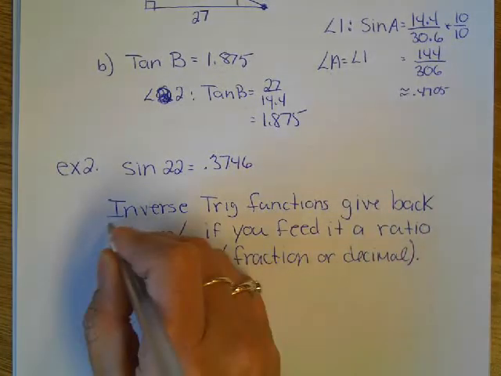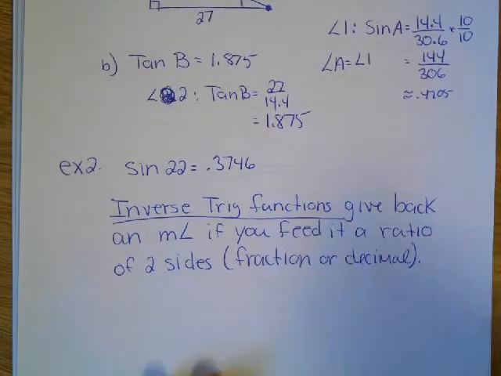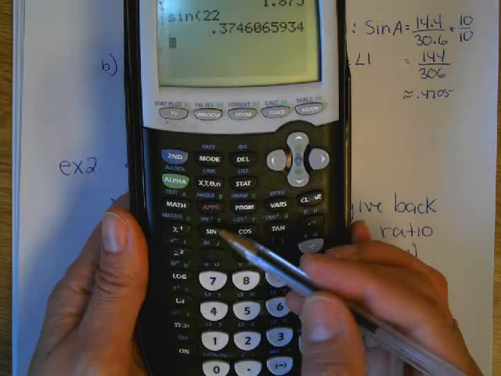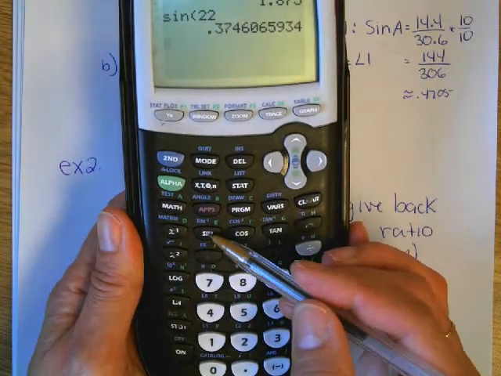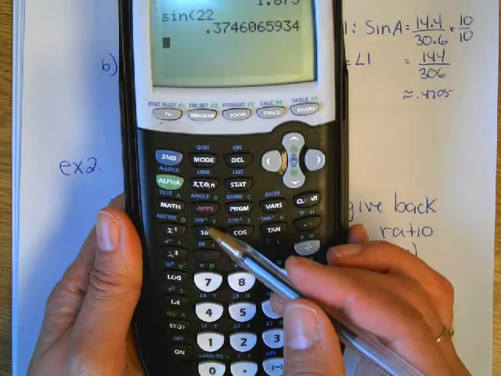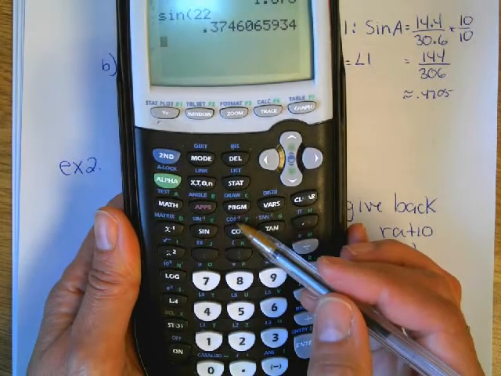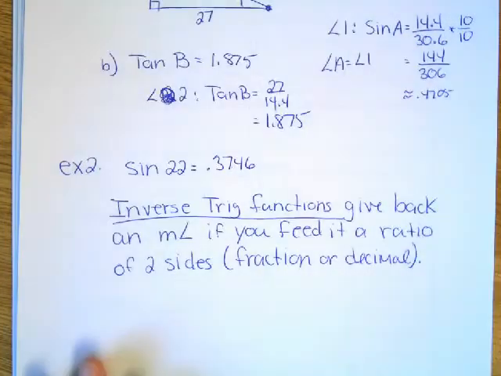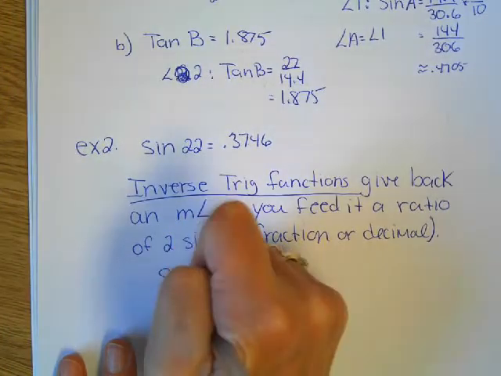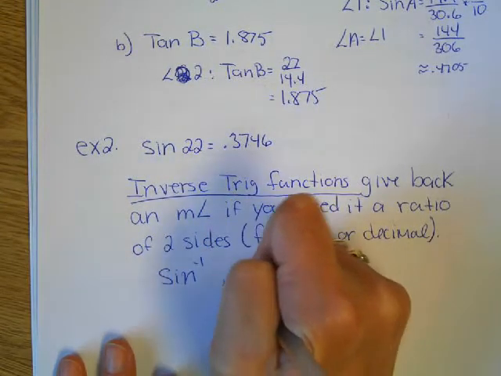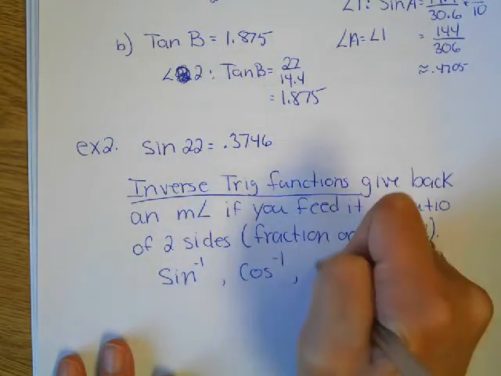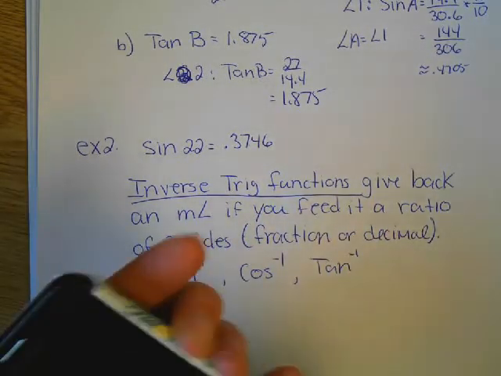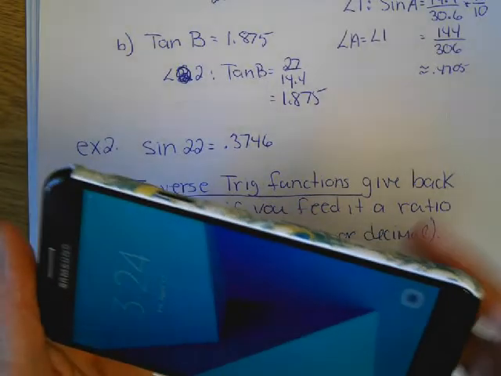So, where are these inverse trig functions that I speak of? Well, the inverse trig functions are right above, on the graphing calculator and the scientific ones, right above the sine, cosine, and tangent. You'll see sine to the -1, cosine to the -1, and tangent to the -1. Those are inverse trig functions. I want to show you on a scientific if it's different. Let's see.